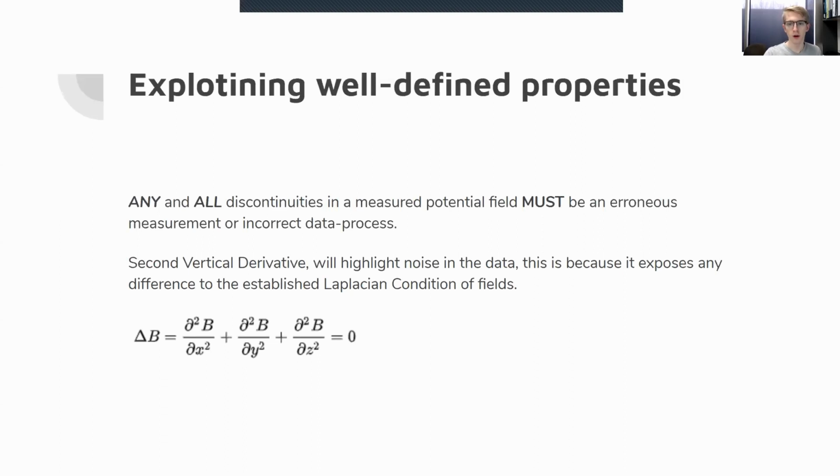A key principle here is to exploit the well-known properties of the physics in the area. So a strong statement is that any and all discontinuities in a measured potential field must be an erroneous measurement or incorrect data process. We can verify that because we know that potential fields must adhere to the Laplacian condition. They must be continuous. So any deviation away from that is going to be noise in your data, whether it's measured or put into it via a data process.